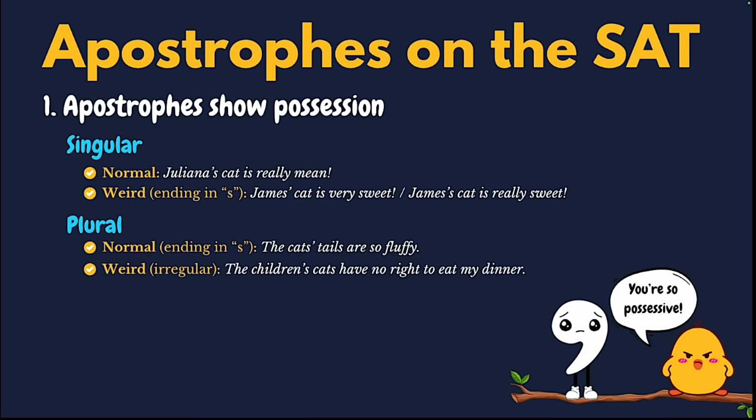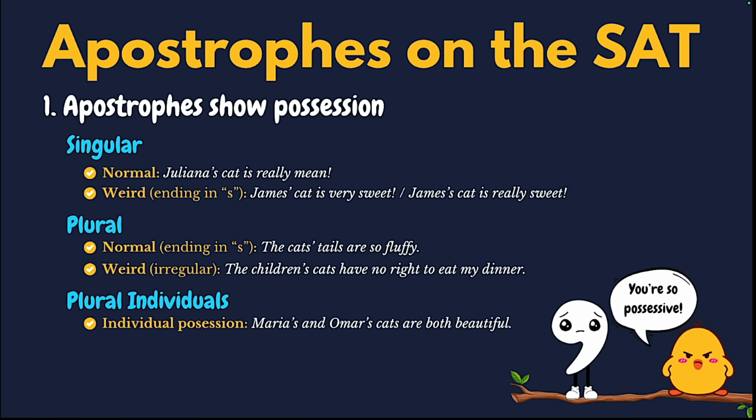Now, the really weird one that you got to look out for is plural individuals. So in this case, Maria's and Omar's cats are both beautiful. Because they both have their own individual cats, we need an apostrophe for Maria's and for Omar's. Whereas if the two people share the possession, for example, Robert and Natalie's cat is ugly, there's only one cat that they both own together. So in this case, the last person in the list takes the apostrophe, and that's it.